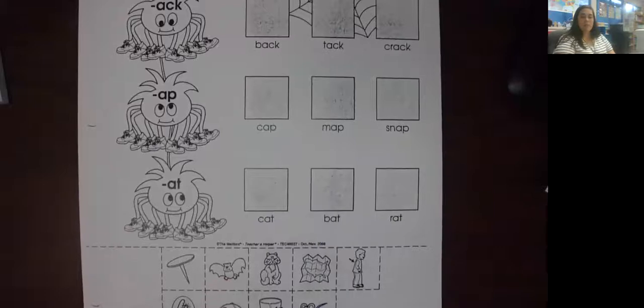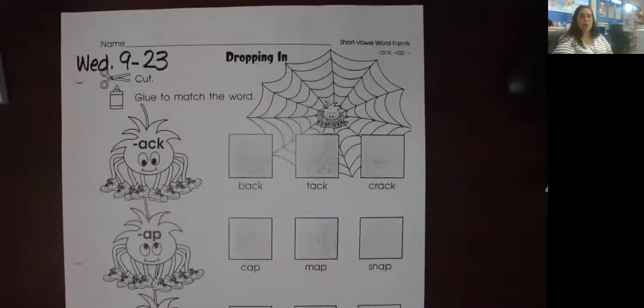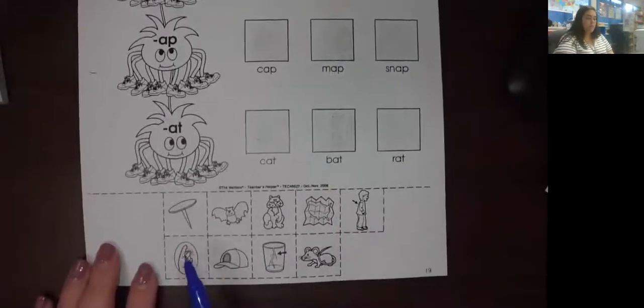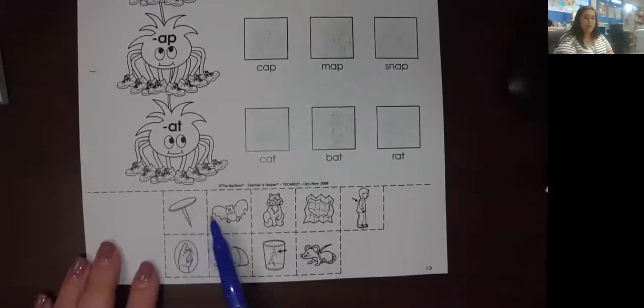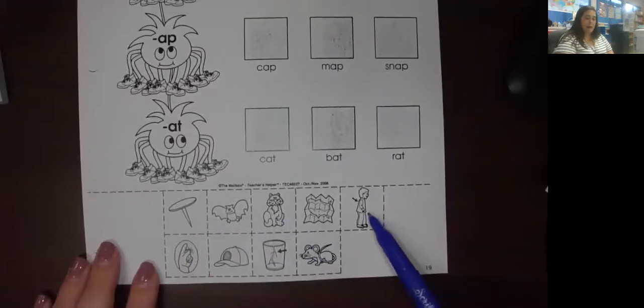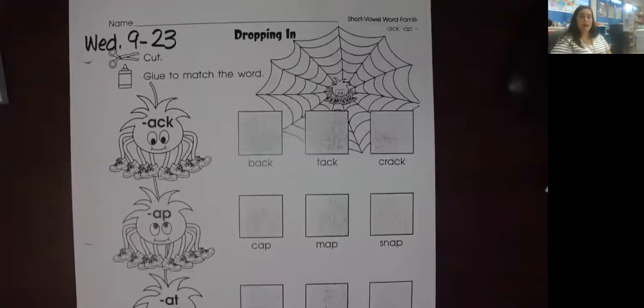Right there, bat. So I would cut out the bat and glue it here, okay? So you're gonna do that for all of them. So right here we have a tack, a bat, a cat, a map, back, snap, cap, crack, and rat, okay? So I'll need a picture of that. It is for a grade.